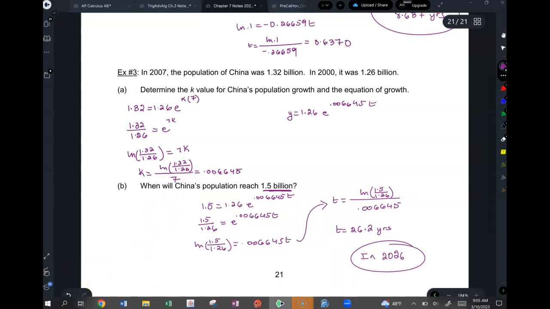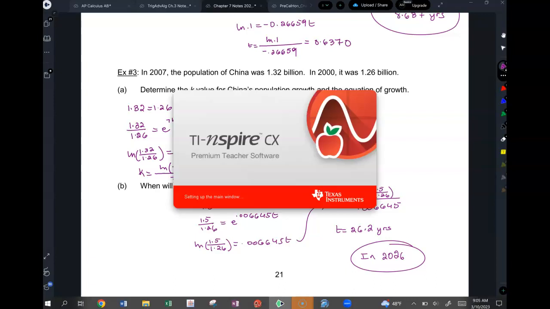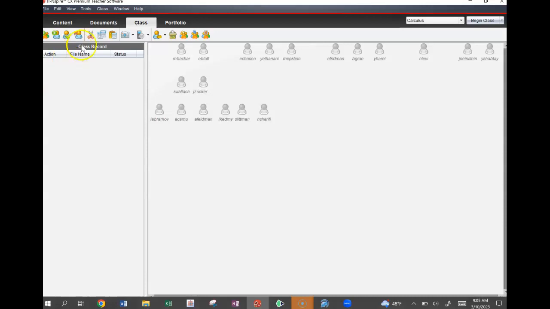One other thing I want to talk about is on the calculator. Initially it was 2000, right? In 2000 it was 1.26 billion. Now, if you use the 1.32 and started from 2007, it'll still work. Your answer will just be 7 years less. Instead of 26, you'll just get 19.2 years. But then you have to go forward from 2007. Does that make sense?